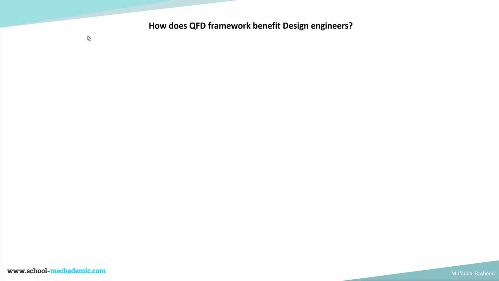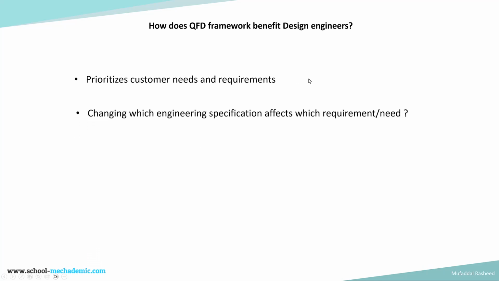So why do design engineers need to use the QFD framework in the design process? First, it prioritizes customer needs and requirements. So you learn how to prioritize certain customer needs and requirements over others, which are the most important. The next one is, if you prepare a QFD, the House of Quality framework, for the product or the system which you are designing, you know changing which engineering specification affects which requirement or need. So you have a direct relationship matrix which allows you to track which engineering specification will have an impact on which type of requirement, which type of need, if the QFD has been made thoroughly.